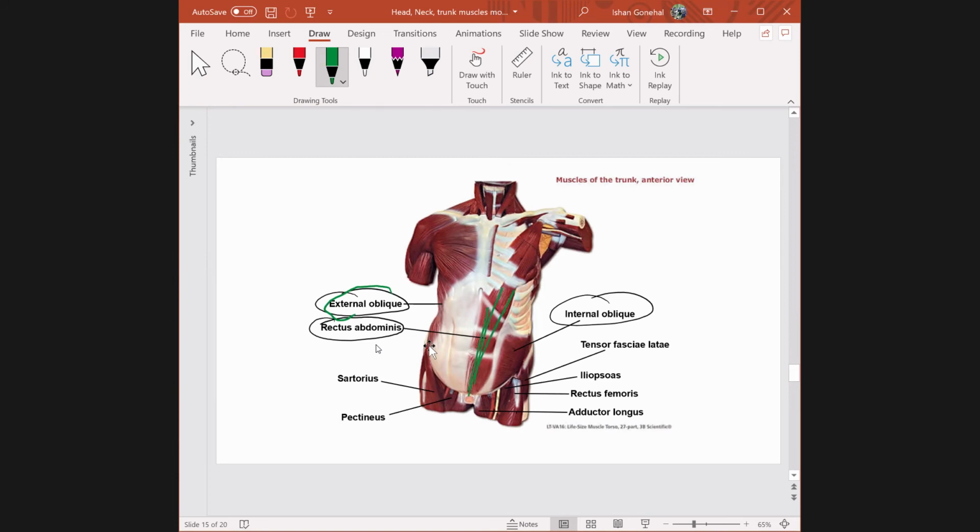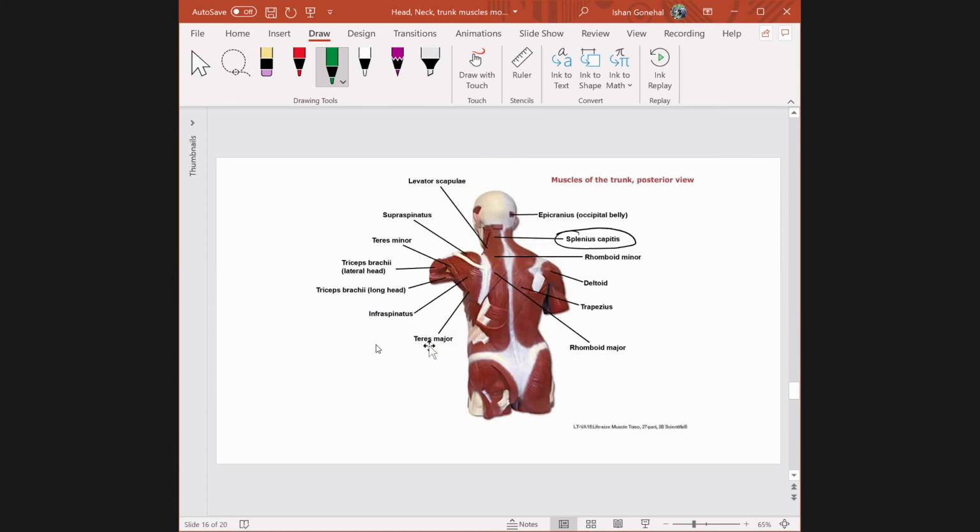Then we also have intercostals, external intercostals and internal intercostals. This is basically splenius capitis. You need to know most of them, but here I'm just labeling only the things we need to know this week. In the end, we will be knowing all of this.